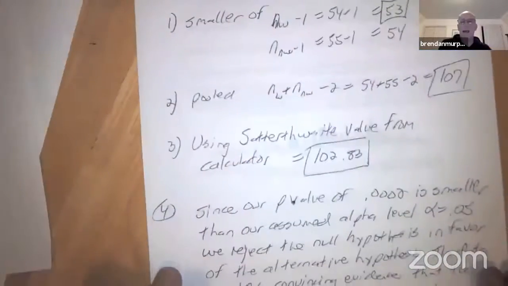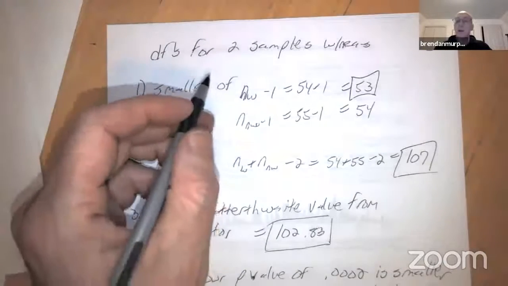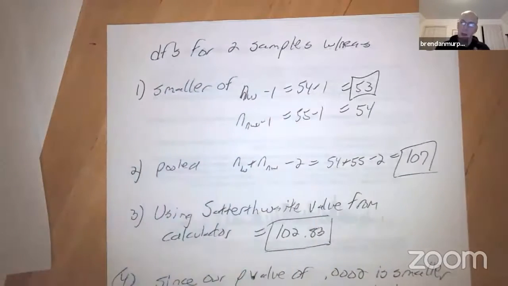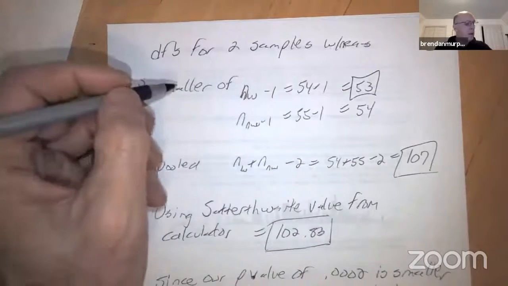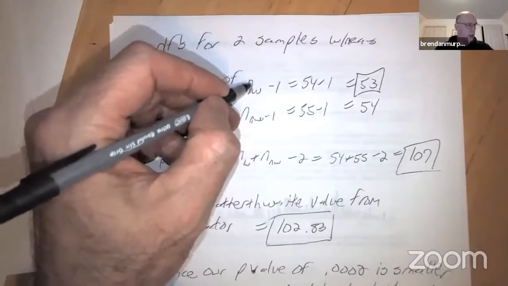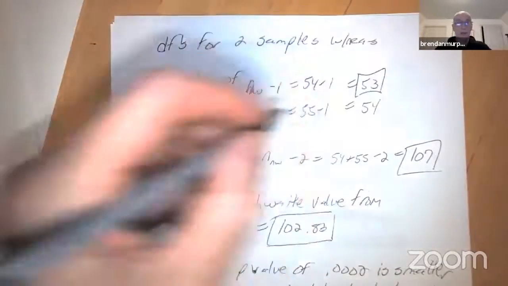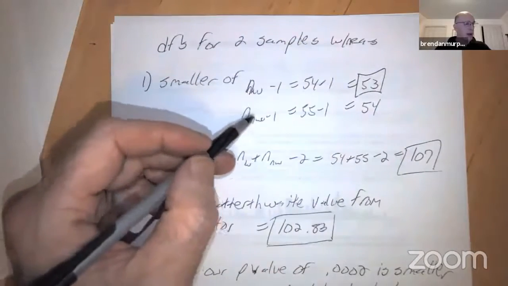So years ago, before we had calculators, we had to make some assumptions that perhaps weren't great, but it was the best we could do. So we have options with degrees of freedom, and I'll tell you, personal opinion, what I like the best. We could take the smaller of my two samples. So the number of walkers minus 1 is 54 minus 1, or 53. Or the number in the non-walkers is 55 minus 1, or 54.